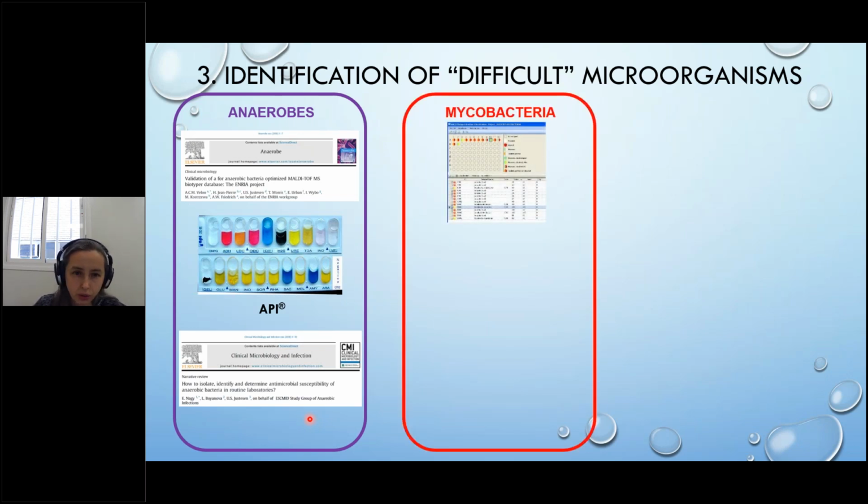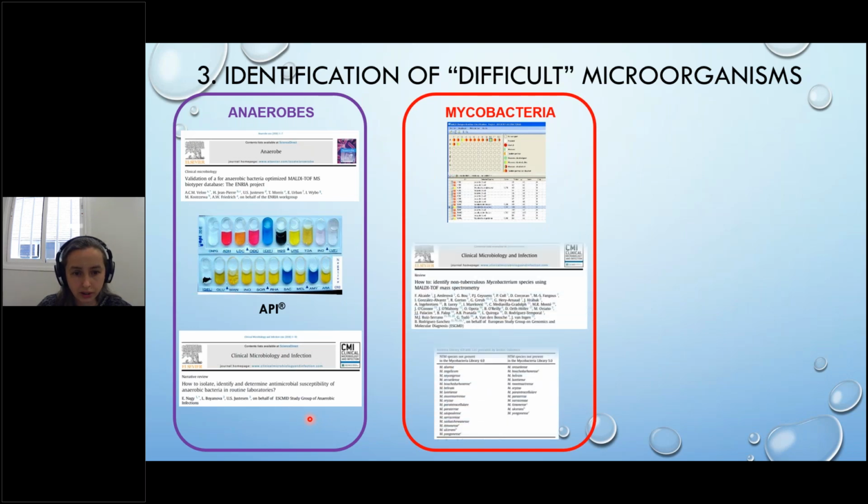So for me, the second group is the mycobacteria. In this case, the lesson was united we start, united we can improve things. This is just an example of how mycobacteria were identified when we started working with MALDI-TOF. But in this case, it was the companies, different companies, that improved this group of microorganisms so well that in no time most of the species were covered in the databases.